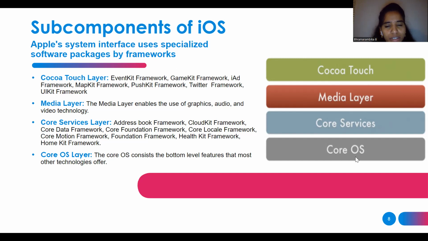Next comes the media layer. The media layer enables the use of graphics, audio, and video technology, and it includes graphics frameworks and video frameworks, etc. A few examples in the graphics frameworks include GLKit, OpenGL ES, UIKit Graphics, Core Animation, and Core Graphics. All of these frameworks provide the advanced methods and high-level support required for rendering sophisticated 2D and 3D content using hardware-accelerated interfaces, as well as animating the content of your views, creating images, etc.